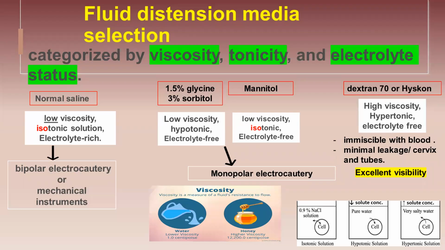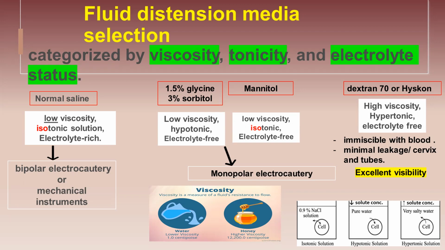If we discuss the fluid used for distension of the uterus during hysteroscopic surgery, we have to put in mind three criteria of this fluid. Number one, is this fluid viscous or not? If the fluid is of high viscosity, like honey, this means a high viscosity fluid. If it is of low viscosity, like water, this is a low viscosity solution. This is number one of the questions you have to ask yourself when you are confronted with a hysteroscopic surgery.